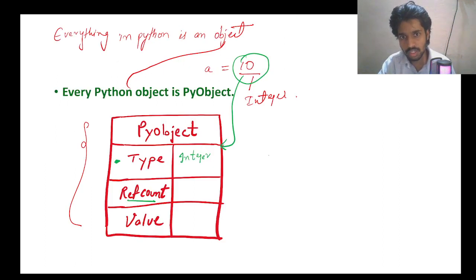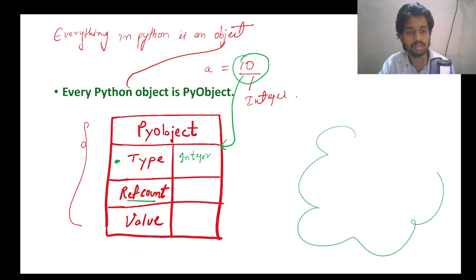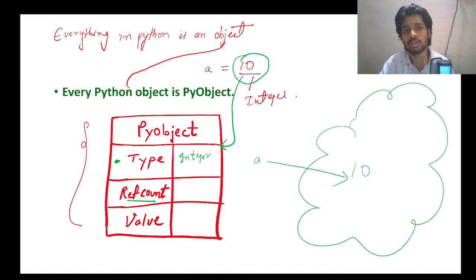So here, let's assume this is the memory, 10. a is pointed to this one. How many references do we have for this object? We have only one. So I'm storing it here. What is the value? 10. So that's the basic representation of an object.